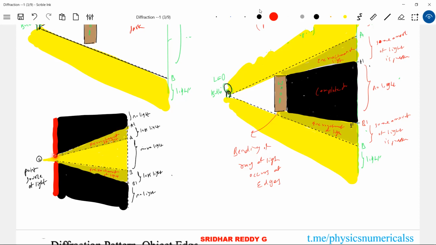When the light enters this sharp edge, it starts bending. It was supposed to move like this, but it will bend. Here the intensity, what we think, is zero, but according to the diffraction phenomenon, it will be non-zero. Less light, no light. This is completely dark.